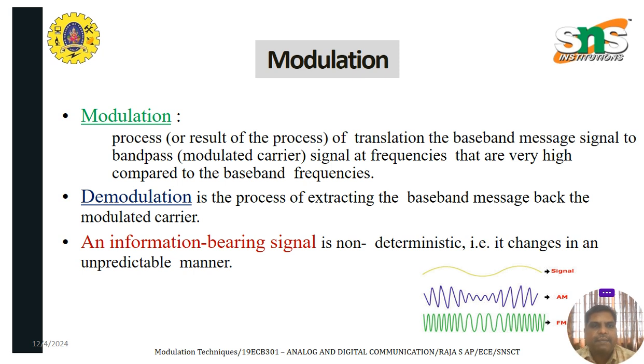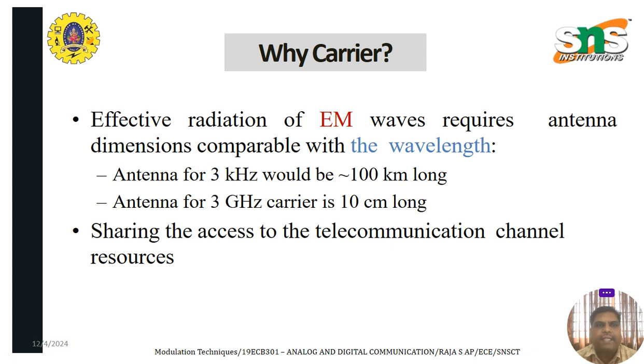Before going to see ASK, PSK, FSK, first we should know what is meant by modulation. Modulation is the process of translating the baseband message signal to a bandpass signal at frequencies that are very high compared to the baseband frequencies. Demodulation is the process of extracting the baseband message back from the modulated carrier. An information bearing signal is non-deterministic, that is, it changes in an unpredictable manner. So this figure shows the normal signal, the second one shows the AM signal, and the third one shows the FM signal. Why we need a carrier?